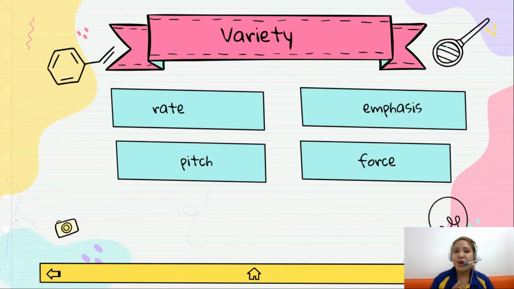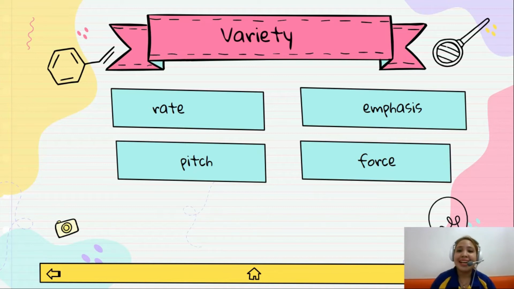First is rate. When we say rate, it refers to the tempo or the speed of the speaker's utterance. You know when to talk fast, you know when to talk slowly. So, as a speaker, you need to modulate the rate of speaking for your audience to understand what you are saying.